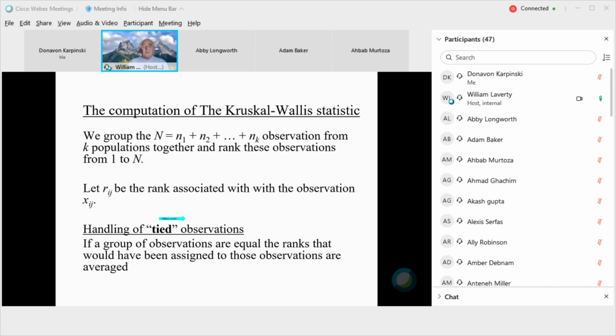The smallest observation will be given rank 1. The largest observation will be given rank N. So the raw observations Xij are replaced by their rank. Again, if there are tied observations, if a group of observations are equal, the ranks that are assigned will be the average of those ranks.